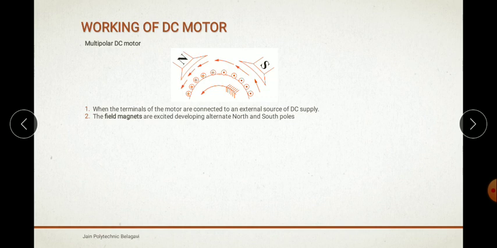On applying Fleming's left hand rule, it is clear that the force on each conductor tends to rotate the armature in an anti-clockwise direction. So this is the anti-clockwise direction. What is the clockwise direction? It moves opposite. So this is the clockwise. Here, due to Fleming's left hand rule, it moves in the anti-clockwise direction.